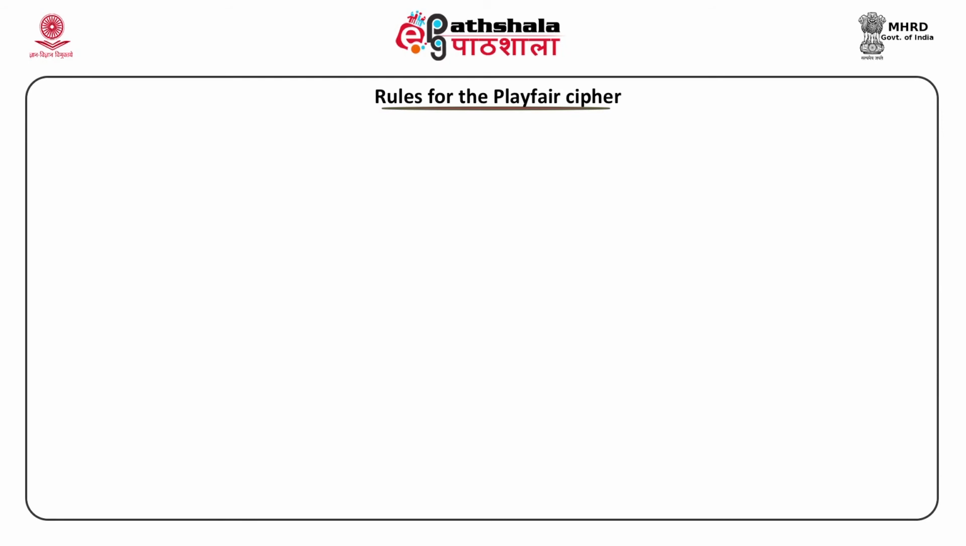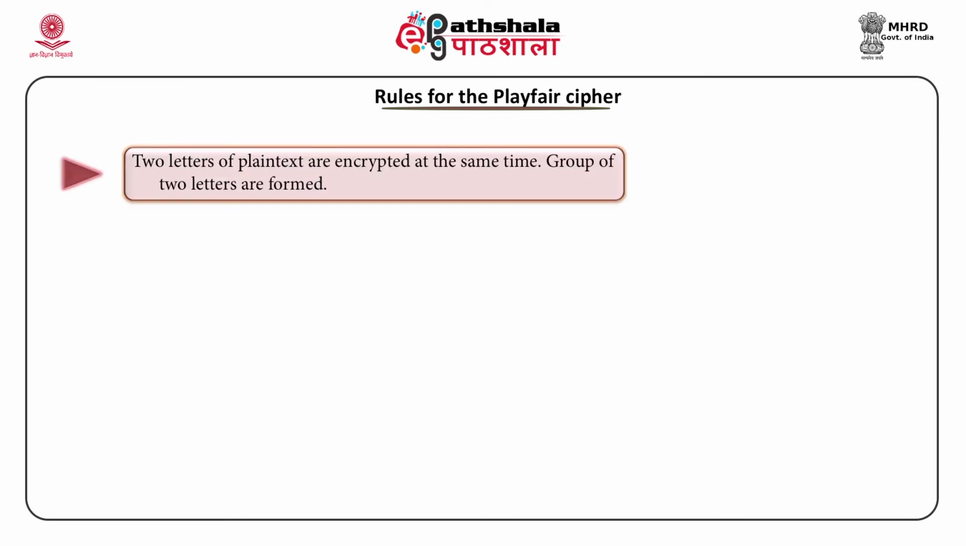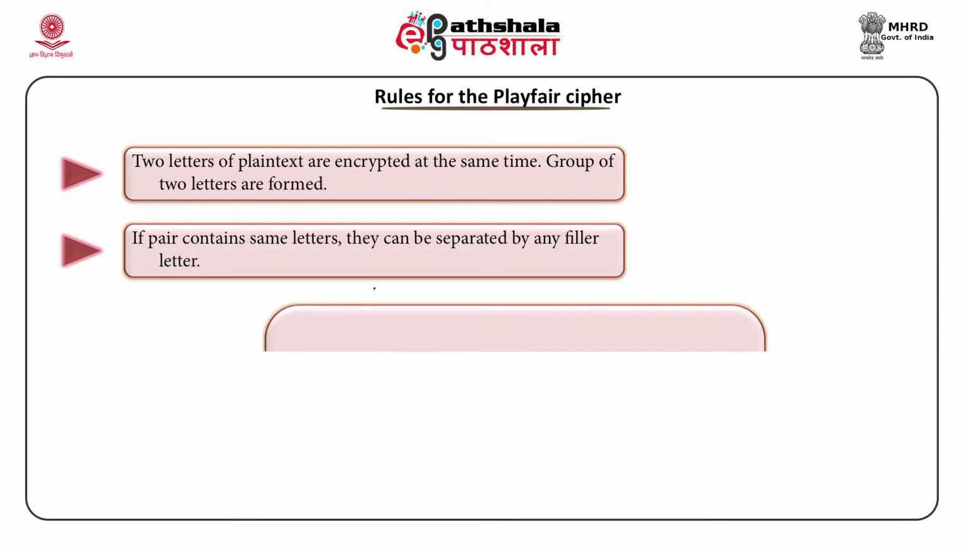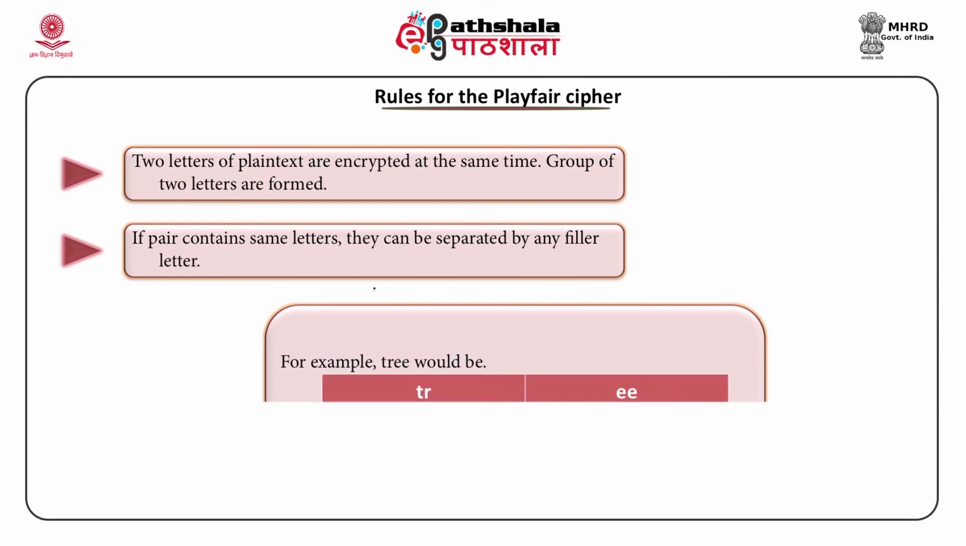How would you encrypt the plain text? 2 letters of the plain text are encrypted at the same time, so we have to form the group of 2 letters. Once again there is a trick. If I consider tree, how is tree spelled? T-R-E-E. What I just said, you have to form a group of 2 characters. So my first group would contain T-R and next group would contain E and E.